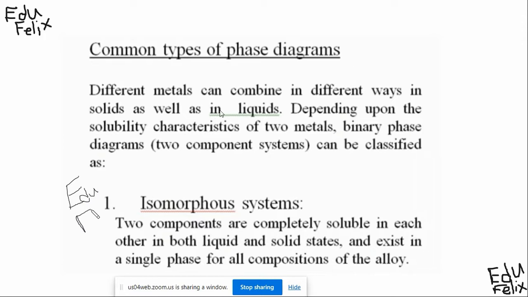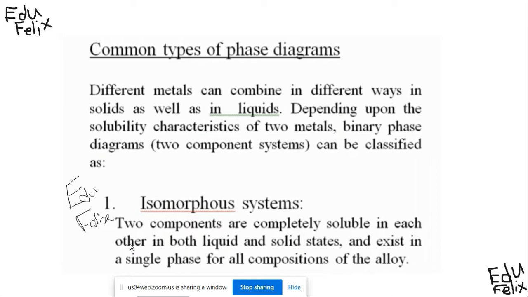Then the common types of phase diagrams, we call them types. The different metals can combine in different ways in solids as well as in liquids. Then depending upon the solubility characteristics of two metals, binary phase diagrams, they combine and they form these kinds of systems. The first one is called the isomorphous system. In the isomorphous system, two components are completely soluble in each other in both liquid and solid states and exist in a single phase for all compositions of the alloy, right? So those are the words, how we define the isomorphous system.